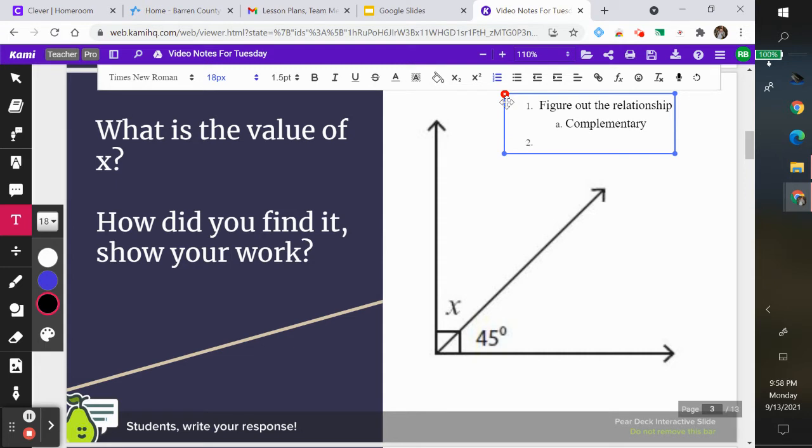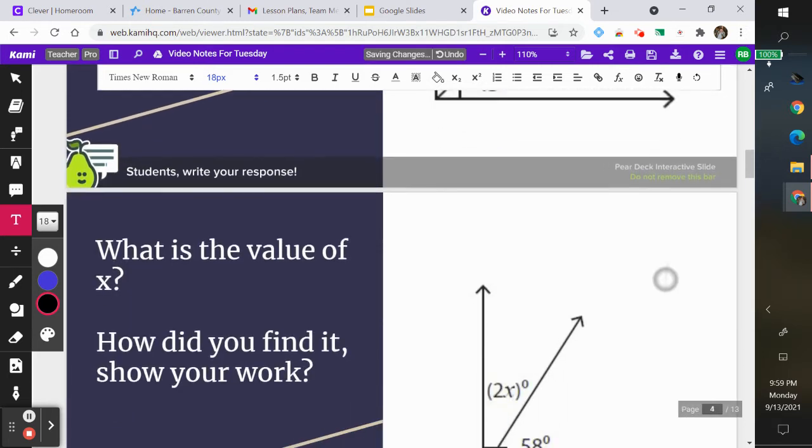Okay, then you are going to go ahead and subtract. So in this case, we're going to do 90 minus 45. When we do that, x is equal to 45. It just happens to be the same as the other measure. So they're equal measures. All right.